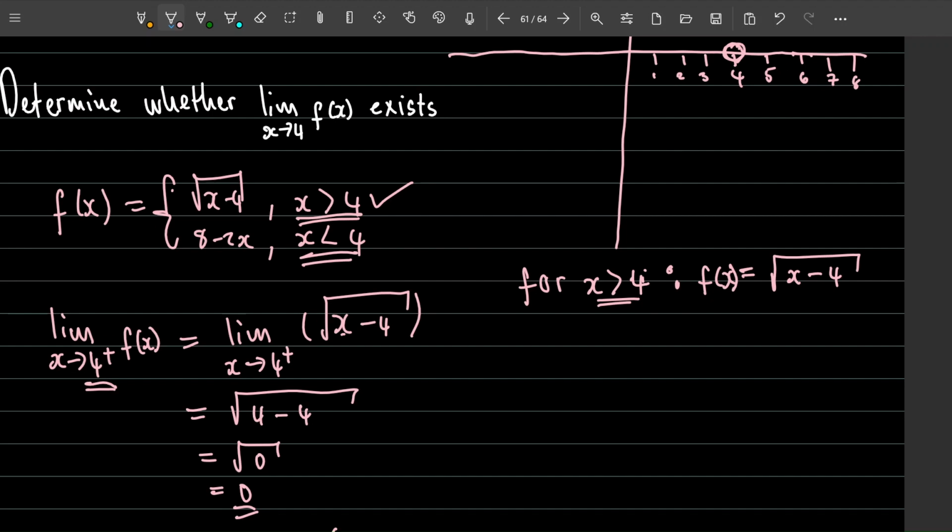Let me just pick 7, so I'm going to say let x be equal to 7. So f of 7 is equal to the square root of 7 minus 4, okay? And that is equal to the square root of 3. You could put it in a calculator to see what it is. The square root of 3 is 1.73.